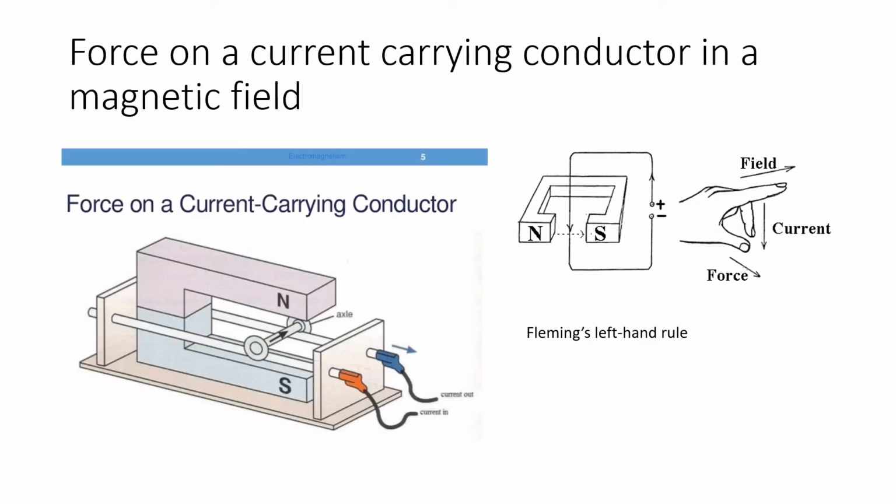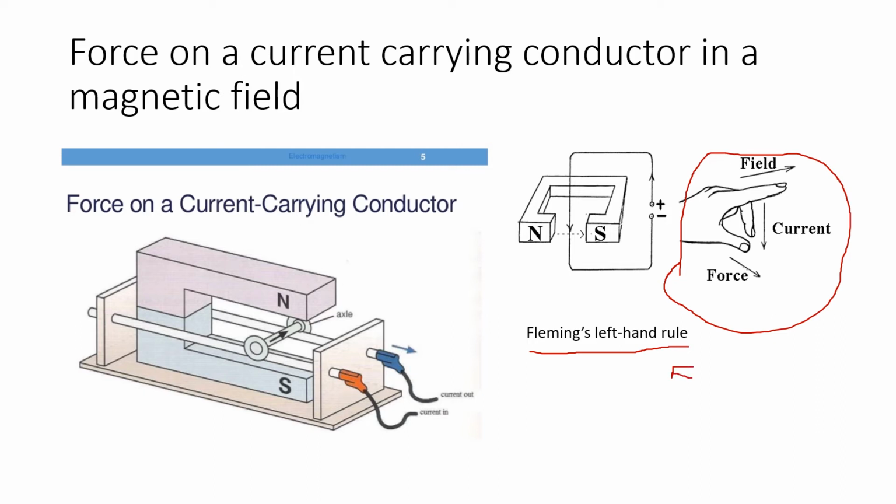Okay, now we are going to learn about the force on a current carrying conductor in a magnetic field. In this subtopic we will learn about Fleming left hand rule. This is the Fleming left hand rule. We apply this rule to determine the direction of force.